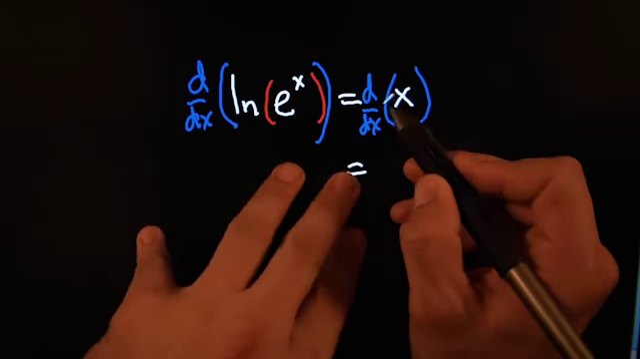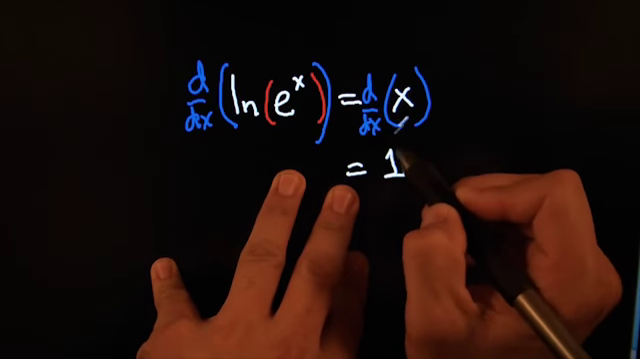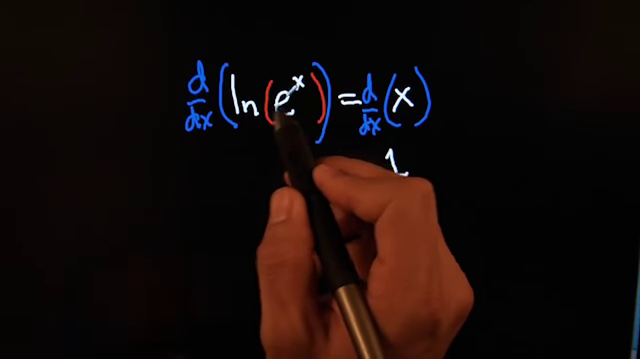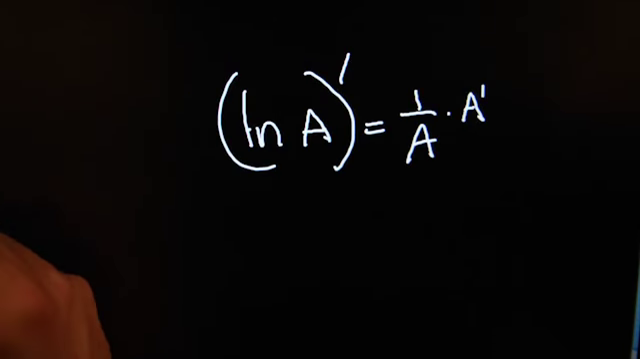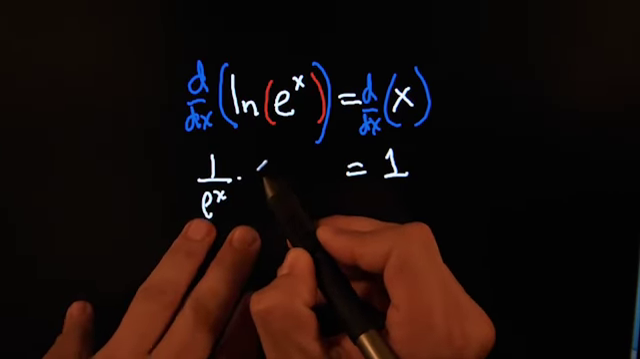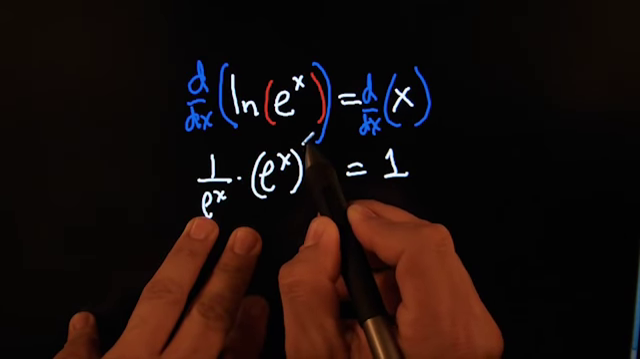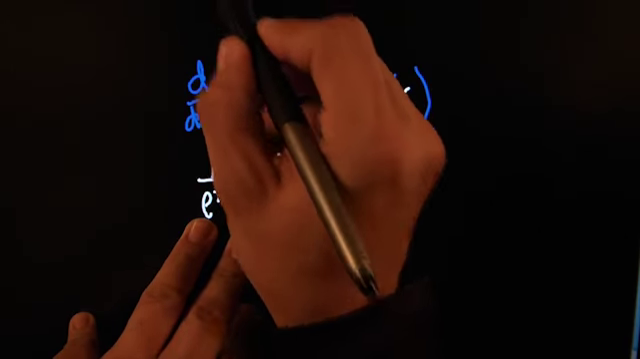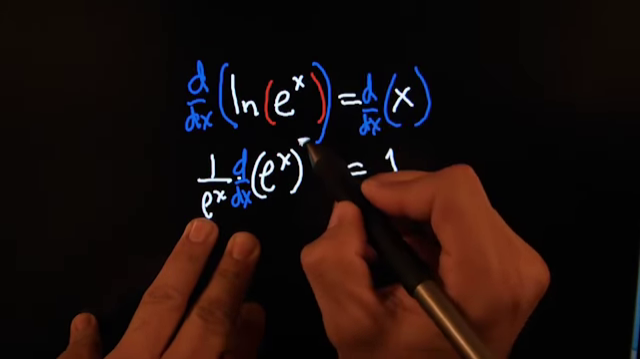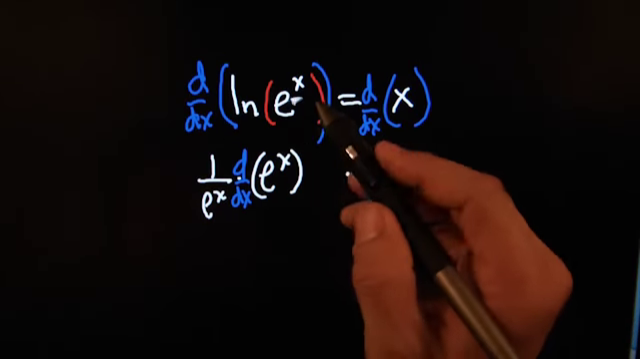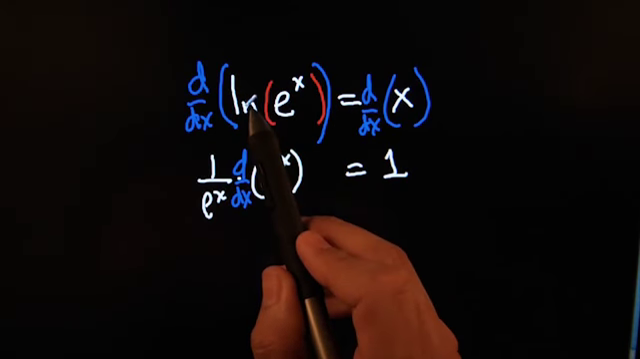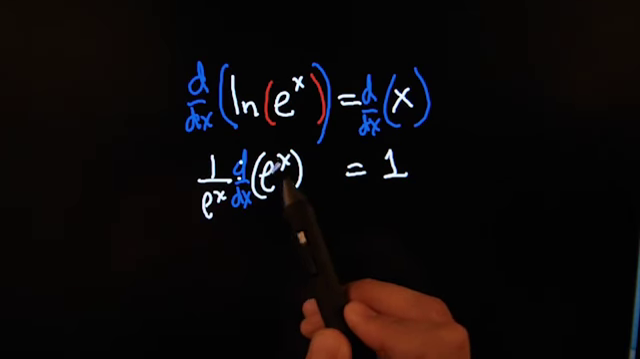That would give you d/dx of x, and the derivative of x with respect to x is 1. That was one of the famous properties. The derivative of x is 1. The derivative of ln of stuff, that's what I'm going to use here, would be 1 over e to the x times e to the x prime. I'm using the d/dx, so I'll keep the d/dx notation going. Again, the derivative of ln of stuff would be 1 over stuff times the derivative of the stuff.